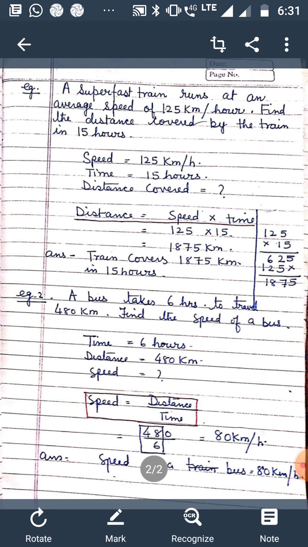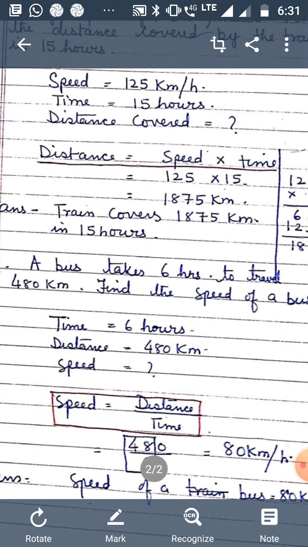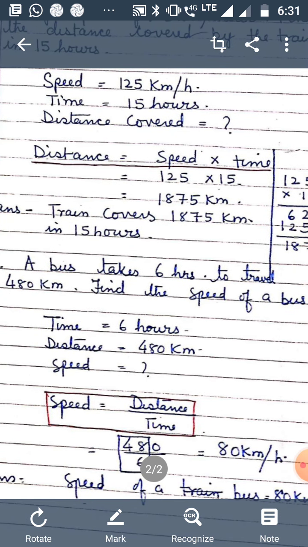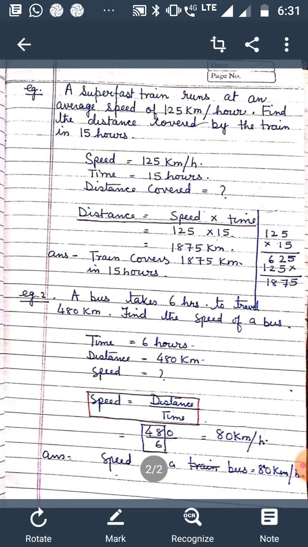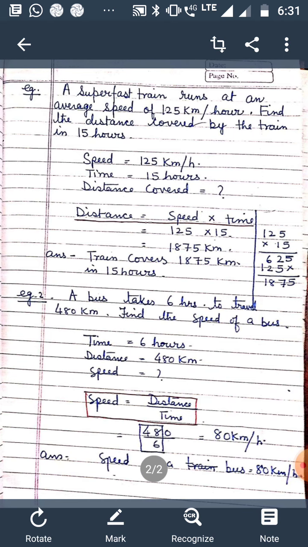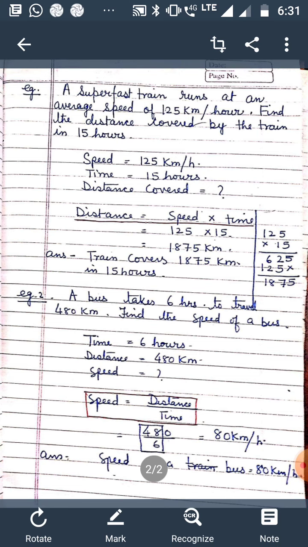After writing the formula, you will place the values. The distance is 480 and the time is 6. When you divide these two numbers, you will get 80, and because the unit of speed is kilometer per hour, you will write kilometer per hour as the unit. So the speed of the bus is 80 kilometer per hour.